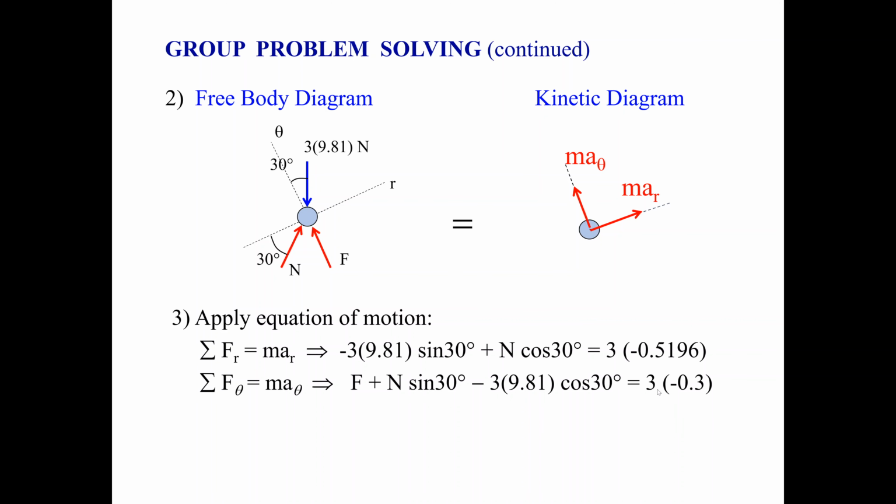Okay, and it's the same thing as before. Here's my mass, and here's my a theta, or the acceleration in the theta direction. Okay. And if you solve for it, of course, you can solve for n from the first equation, and then substitute that into the second equation, and then you can solve for F. Okay, and that is it for this section.